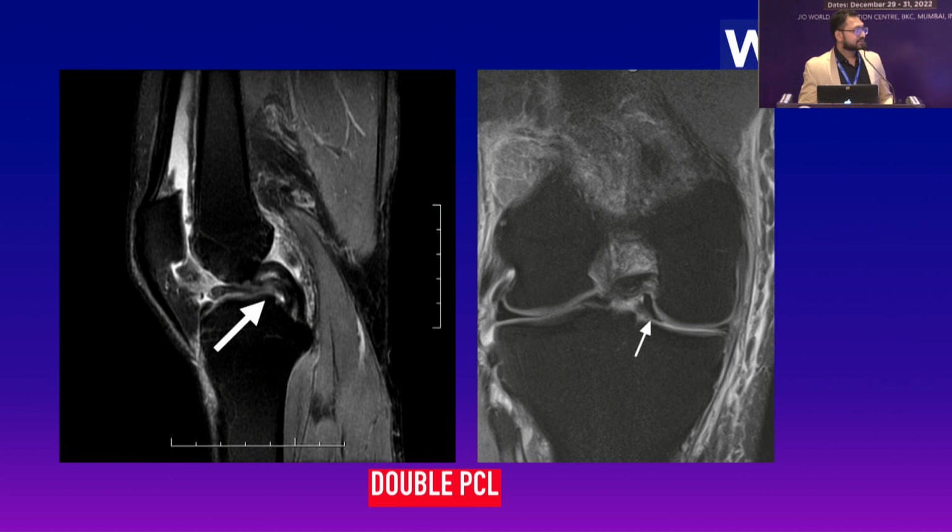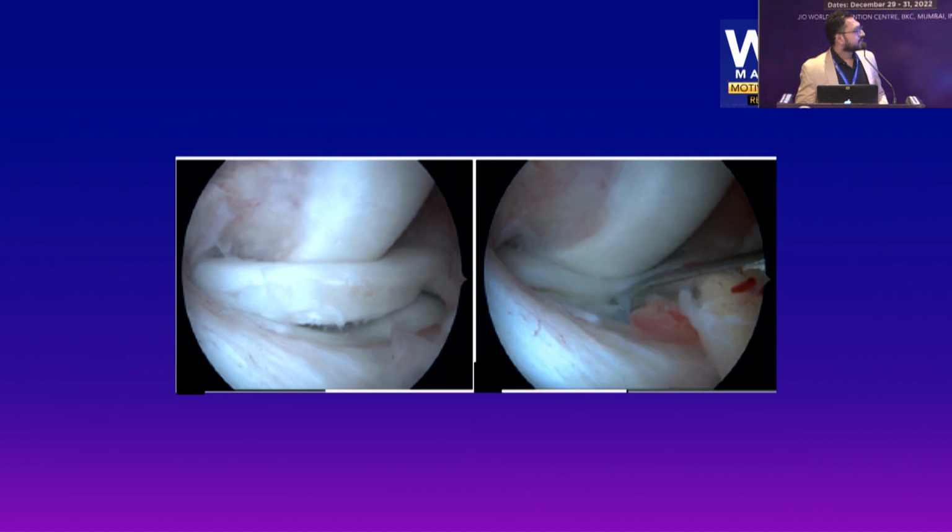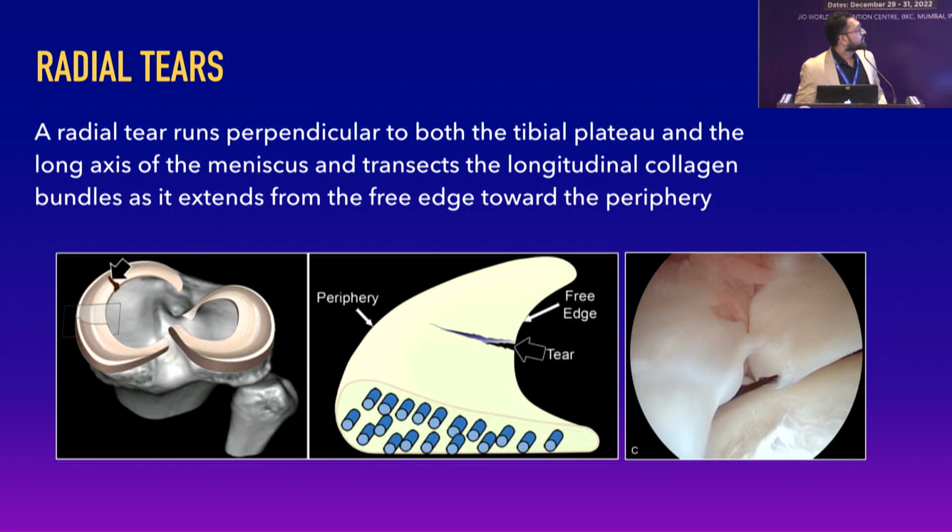So you can see this is the double PCL sign, which is very classical of bucket handle tear of the medial meniscus. Also you can see on the coronal section, this is the displaced medial meniscus. This is the arthroscopic image of the bucket handle tear. Then comes the radial tears.